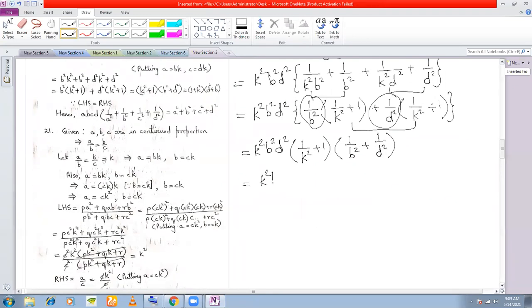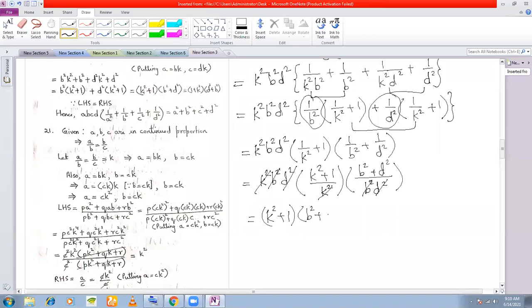So this is K square B square D square. You take the LCM here, you get K square plus 1 by K square. And if you take the LCM here, you get B square D square into B square plus D square. Okay, so that D square cancels here, and also K square cancels. So you're only left with K square plus 1 into B square plus D square. This is your left hand side. You cannot simplify this any further.